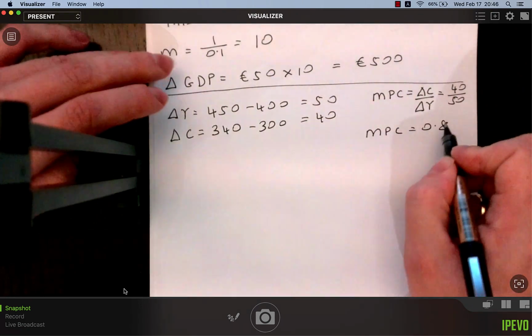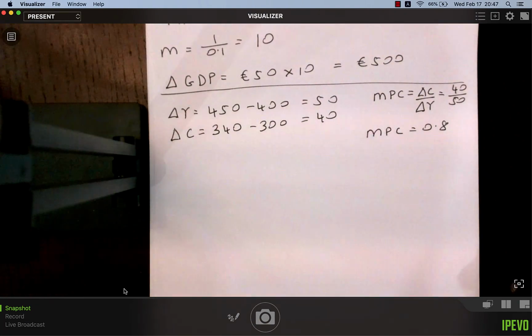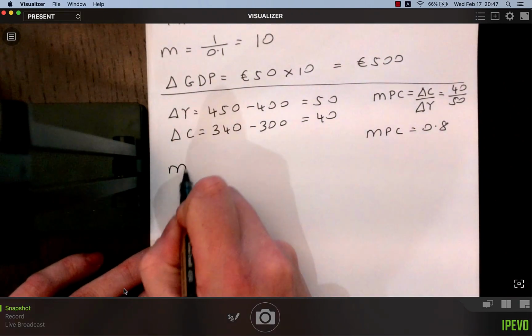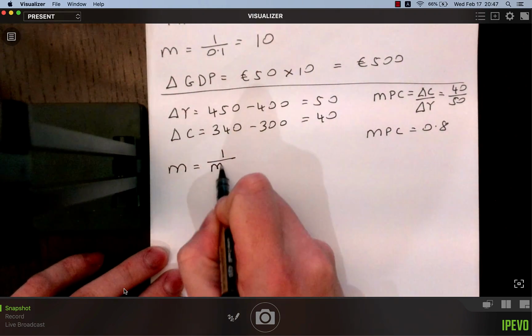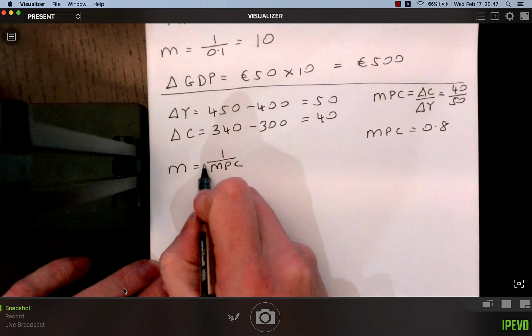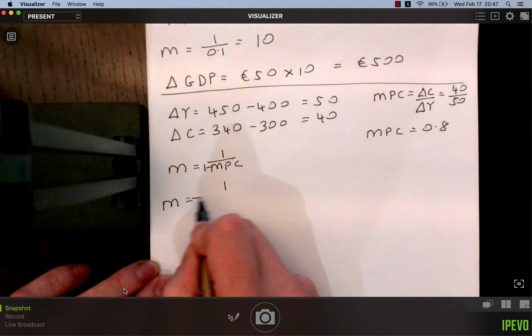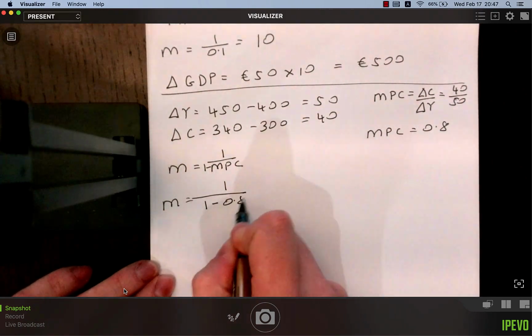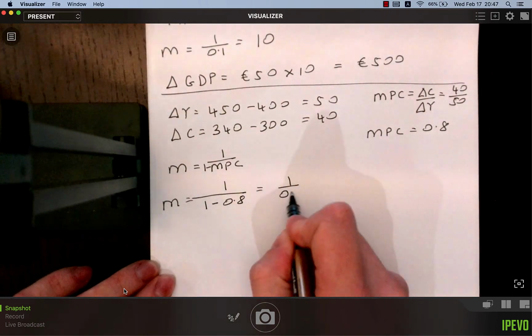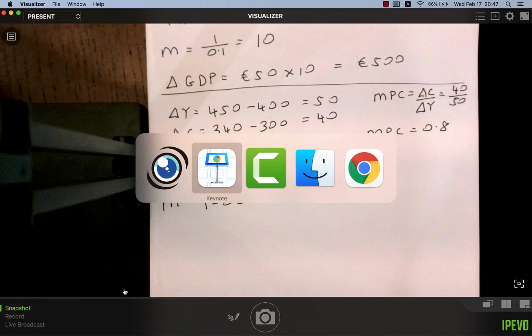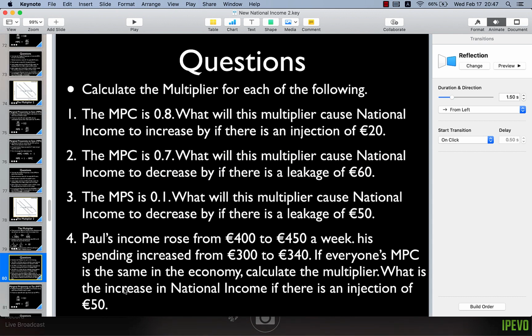Okay, now we have to calculate the multiplier. And again, the multiplier in the simplest version is 1 over MPC. That's not true, it's 1 over 1 minus MPC. So the multiplier equals 1 over 1 minus 0.8, which equals 1 over 0.2, which equals 5. Okay, that's 5. Now, multiplier 5. If everyone's MPC is the same in the economy, calculate the multiplier, and we've just done that, it's 5. What is the increase in national income if there is a new injection of 50 euro?